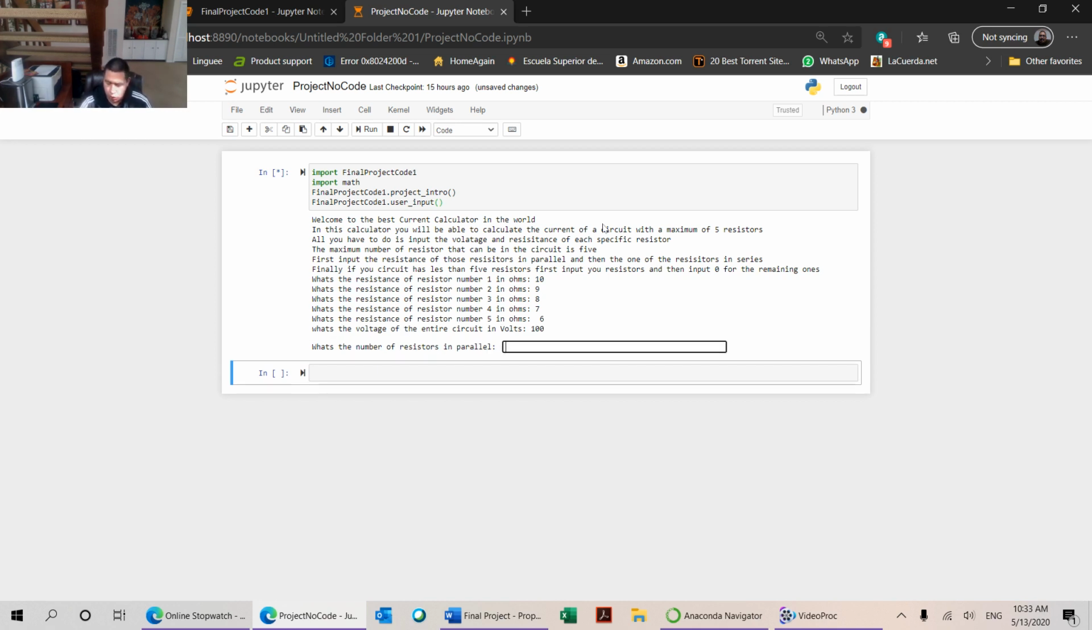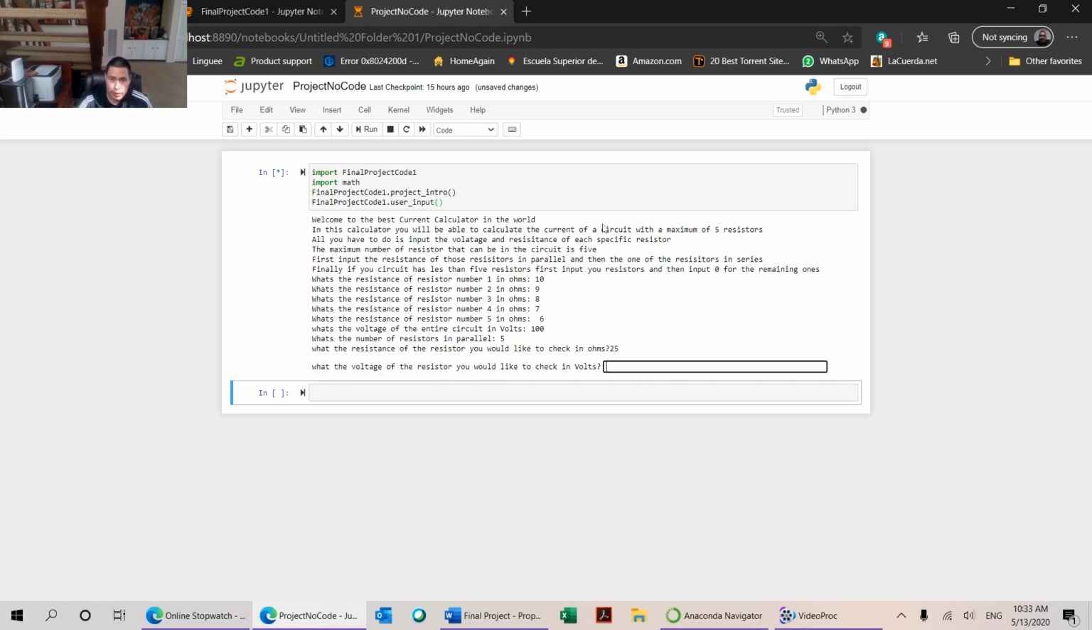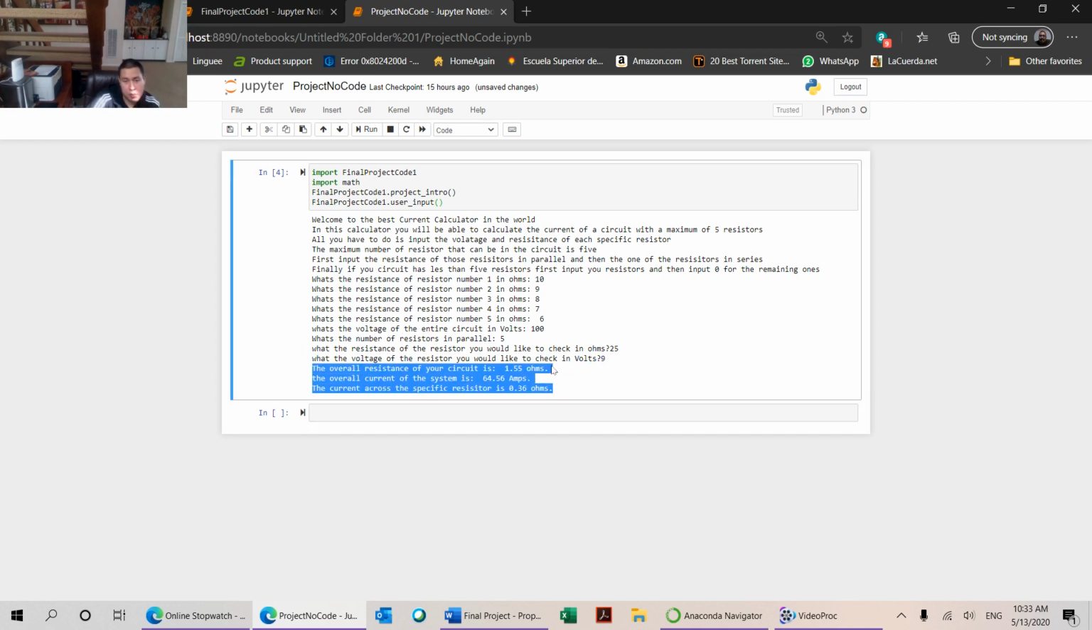Number of resistors, let's try to put all the resistors in there. The resistance of the specific one, let's go with, I'm gonna show you, it doesn't even have to be within these resistors. So let's go with, I don't know, 25 and 9. This will be my answer. So overall resistance of the circuit is 1.55 ohms. Overall current is 64.56 amps because this is super low. And then the current across the specific resistor is 0.36.